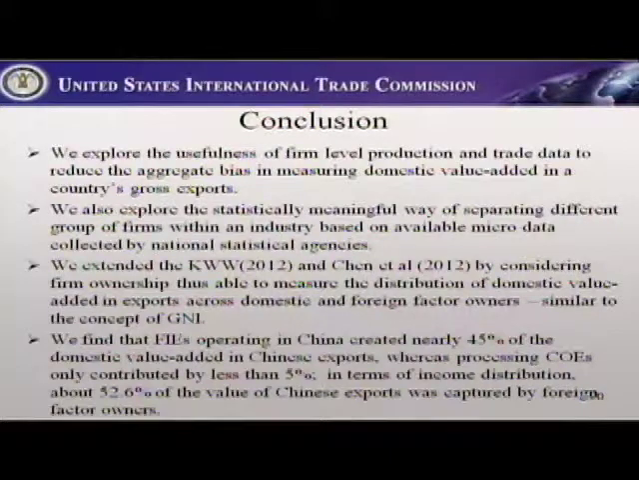We found that foreign firms operating in China create nearly 45% of the domestic value added in Chinese exports, whereas the processing Chinese firms only create about 5%. In terms of income distribution, about 22% of the value added of Chinese exports was captured by foreign factor owners. That's basically our conclusion. Thank you for your attention.